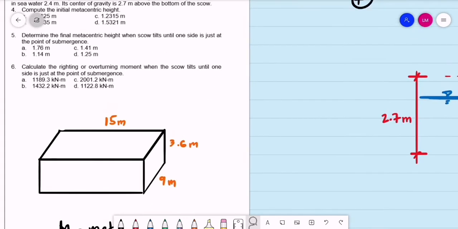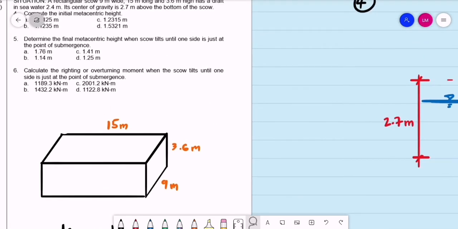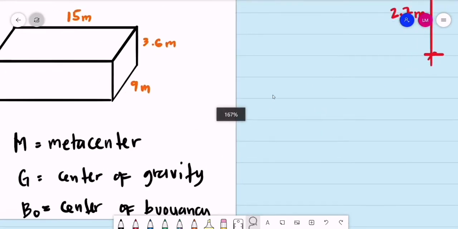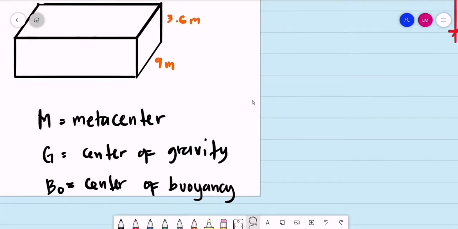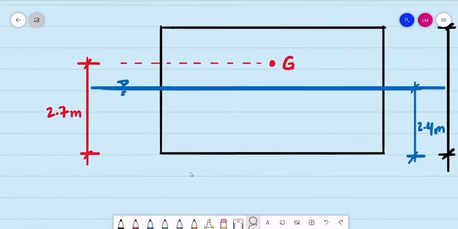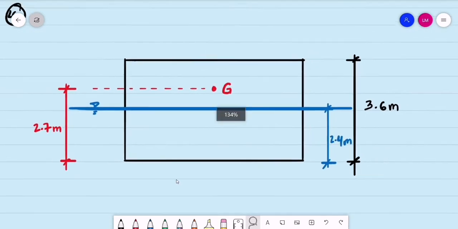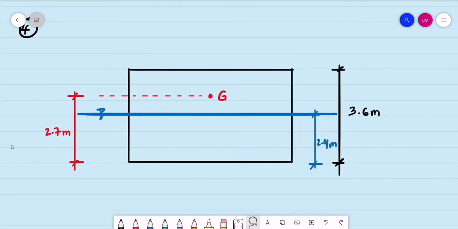So ito yung given. Meron tayong rectangular scow, 15 meters long, 3.6 meters high, tapos 9 meters wide. Ito muna yung mga gagamitin natin na term. Yung M is the metacenter, G is the center of gravity, B sub O is the center of buoyancy. Sinabi niya sa problem, ito yung height, 3.6 meters. Mula daw sa ilalim, yung center of gravity, yun yung G, ay 2.7 meters.